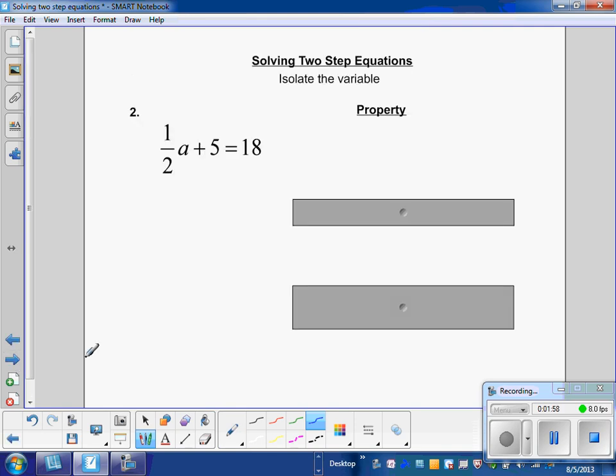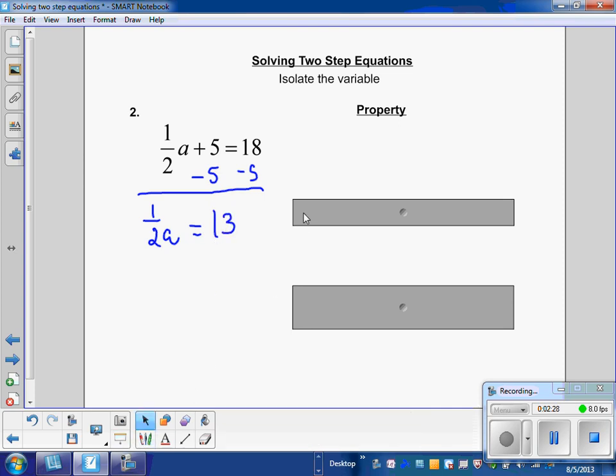Our next problem is 1/2 a plus 5 is equal to 18. Again, we want to isolate a. So we are going to first look for anything that was added or subtracted to that term. So 5 was added, so we are going to subtract. So we use the subtraction property. All right, now we have 1/2 a equals 13.